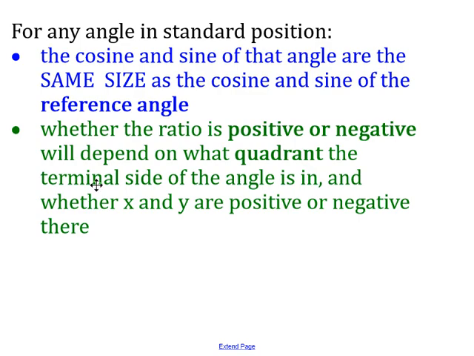And that's what the second part of this says. So they're the same size as the cosine and sine for that reference angle, and then we figure out whether the ratio is positive or negative by looking at what quadrant our terminal side is in and whether the x is positive or negative there. So we're going to continue with this in a little bit in the next video.